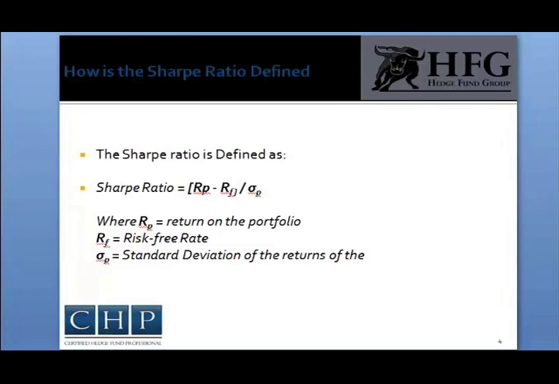For discussing the definition of a Sharpe ratio, I will move over to the whiteboard to give a few examples that will make the discussion of the formula more effective. Sharpe ratio equals the return of the portfolio minus the risk-free rate of return, which in many cases is a treasury bill, divided by the standard deviation of the returns.